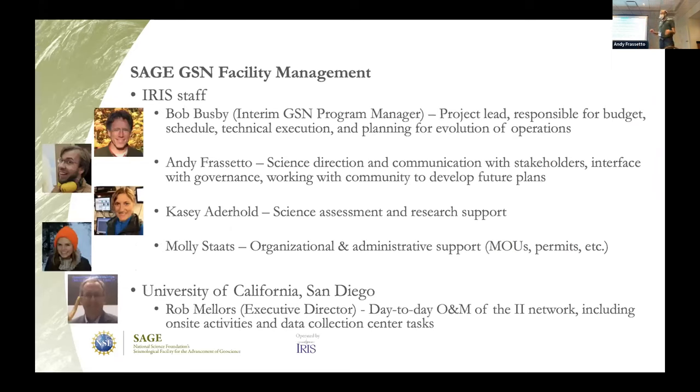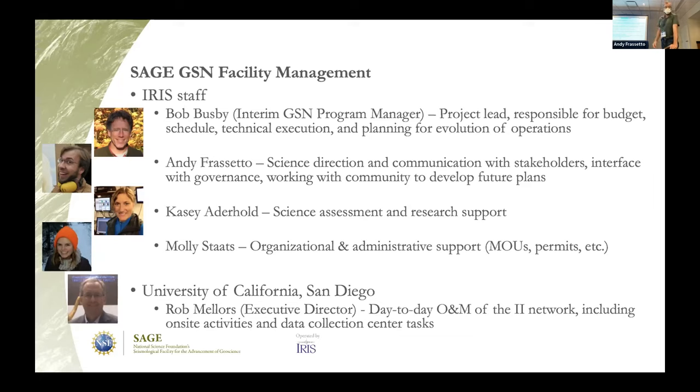I just wanted to introduce the management team of the GSN as it is currently. There's Bob Busby, the interim GSN program manager. Bob, could you raise your hand? Thank you. Bob is the project lead. He's responsible for the budget, the schedule, the technical performance and execution, and planning the evolution of operations of the GSN over the next few years. There's me, Andy. My primary role is science communication and science direction with members of the community, working with our governance, both the standing committee and the IRIS board, to figure out what our future plans are going to be and how to move forward with the science vision for the GSN.